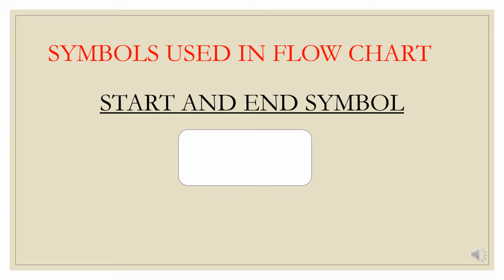Here are the symbols used in the flowchart. Start and end symbol. It is also known as the terminal symbols and are represented as circles, ovals, or rounded rectangles. Terminal symbols are always the first and the last symbol in the flowchart.